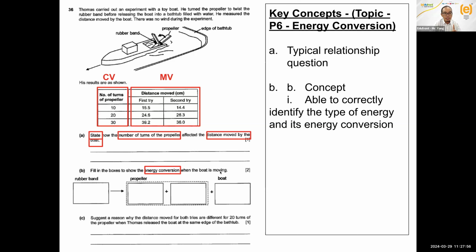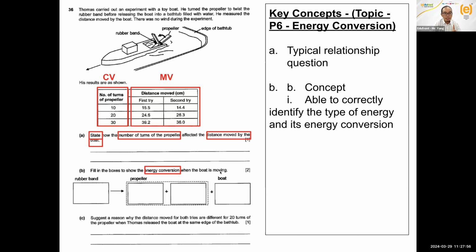Then part C, suggest a reason. Now part C is the challenging part. Suggest a reason why the distance moved for both tries are different for 20 turns of propeller when Thomas released the boat at the same edge of the bathtub. So basically they're asking you this: you see the 20 turns, why is it that the first try is 24.6 centimeter and the second try is 26.3? Why is there a difference? And it's a 1-mark question, so they ask you to suggest a reason.